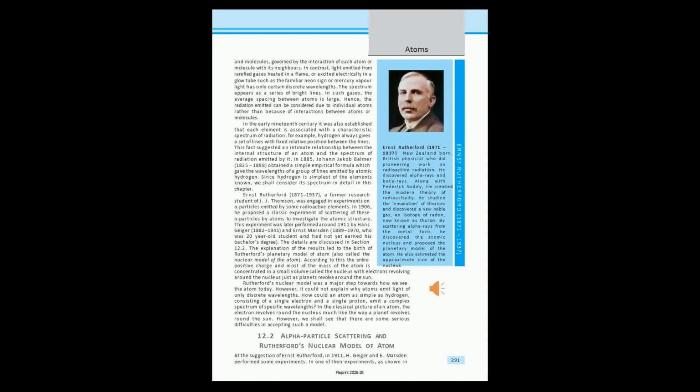In the early 19th century it was also established that each element is associated with a characteristic spectrum of radiation. For example, hydrogen always gives a set of lines with fixed relative position between the lines. This fact suggested an intimate relationship between the internal structure of an atom and the spectrum of radiation emitted by it. In 1885, Johann Jakob Balmer obtained a simple empirical formula which gave the wavelengths of a group of lines emitted by atomic hydrogen. Since hydrogen is the simplest of the elements known, we shall consider its spectrum in detail in this chapter.